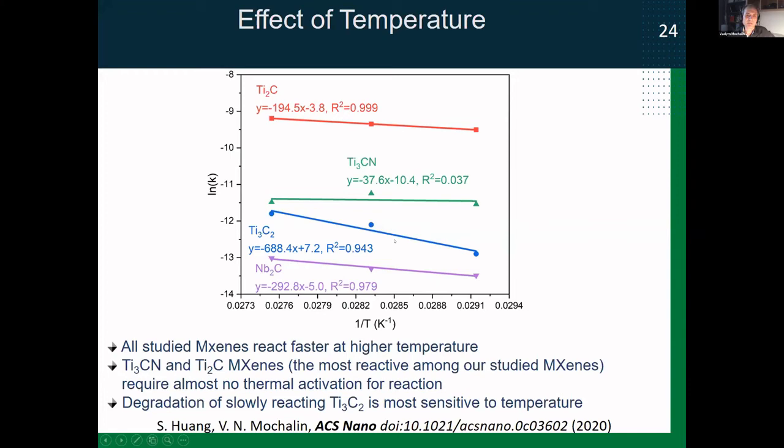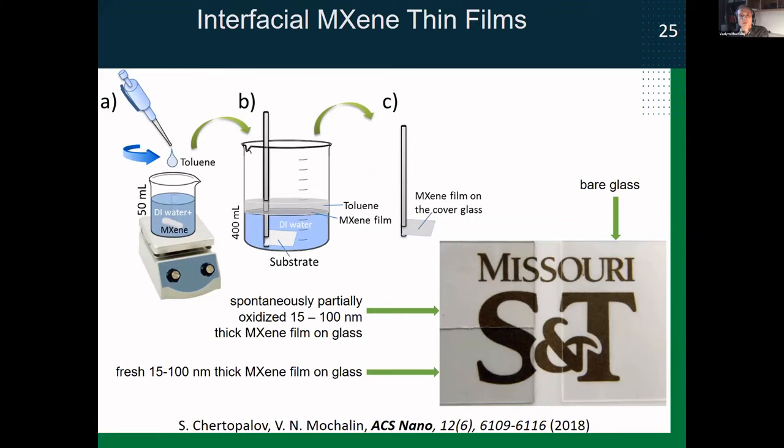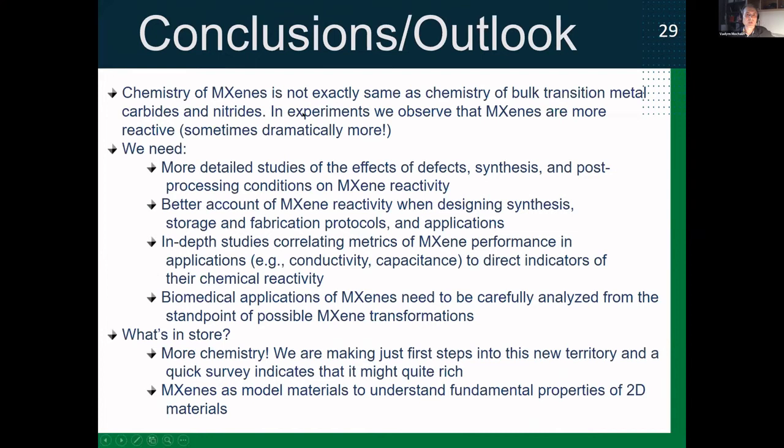Now, I'm going to skip this part of the work for the sake of time, because it's kind of old, and let me just jump to conclusions. First of all, the take home message is that chemistry of MXenes is not exactly the same as the chemistry of bulk transition metal carbides and nitrides. We actually observe in experiments that MXenes are more reactive and sometimes dramatically more reactive.